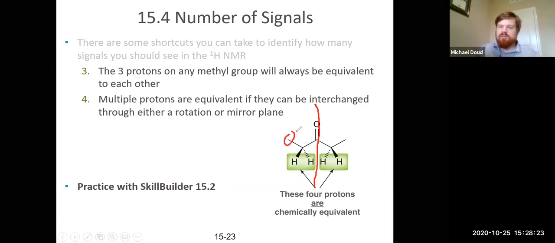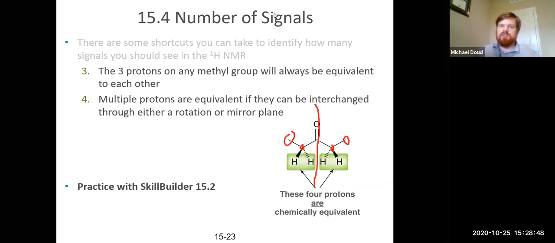And that means that the methyl protons here and here are equivalent, and these protons here are equivalent as well. So when we count up the number of signals here, we're going to get one set of signals for these hydrogens, and then one set of signals for these hydrogens here. So that means we're only going to have 2 signals in this case.